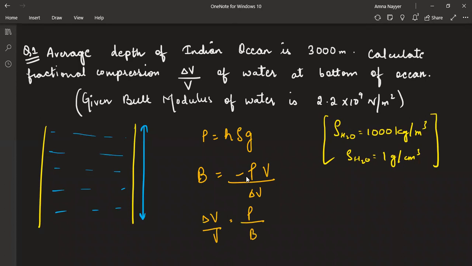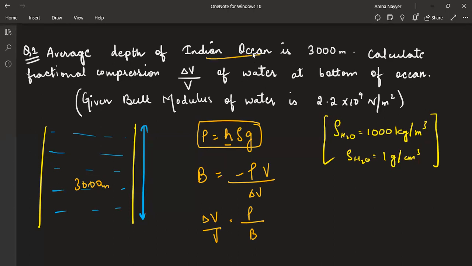But here we do not have pressure. But we have the height. Height is 3000 meters. So we use the formula P is H rho G; the derivation is also there in your syllabus, which we are going to do in the next lesson. Don't worry about this. This is the pressure exerted by a water column. H is the height, rho is the density, G is acceleration due to gravity.